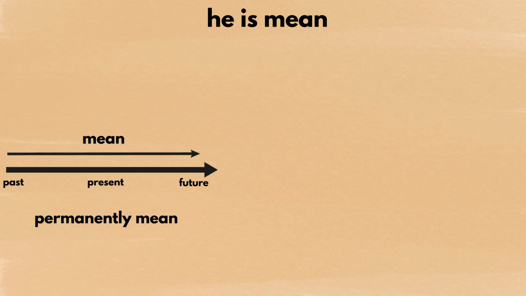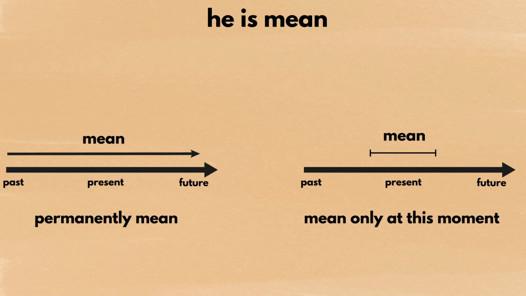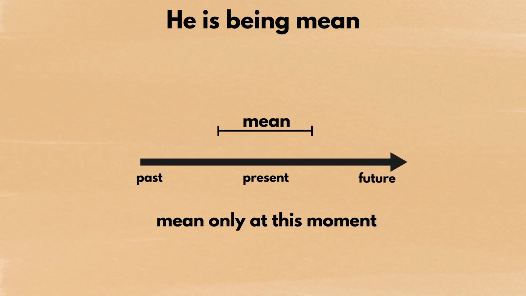Here's what I mean. Take the sentence, he's mean. Since the simple present tense has two meanings, it can either mean that he's permanently mean or it can mean that he's being mean only at this moment. However, if you say he is being mean, there's no room for misunderstanding.